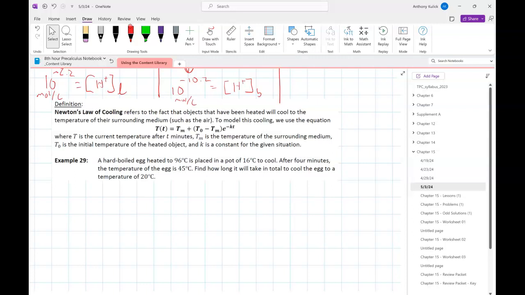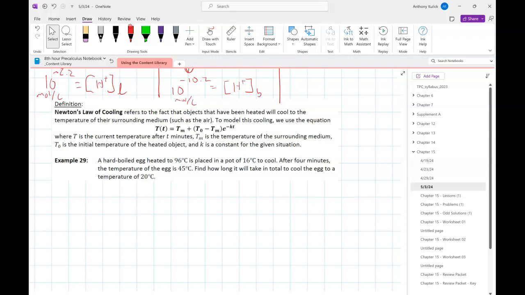All right, our example: a hard-boiled egg is heated to 96 degrees Celsius, is placed in a pot of 16 degrees Celsius water to cool. After 4 minutes, the temperature of the egg is 45 degrees. How long will it take to cool the egg to a temperature of 20 degrees? All right, let's go through this.